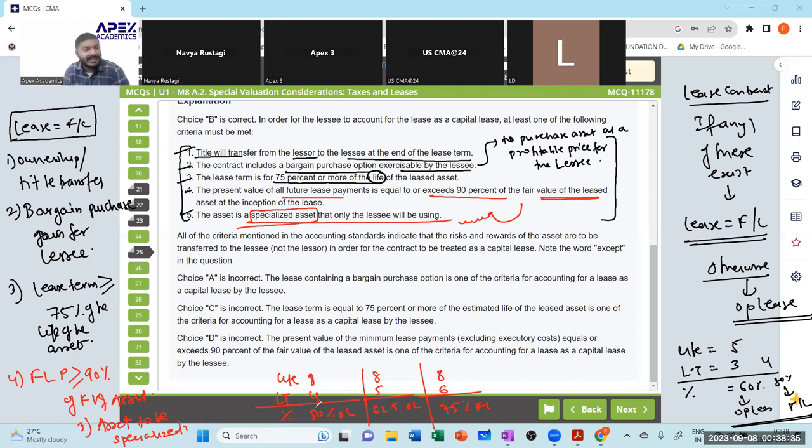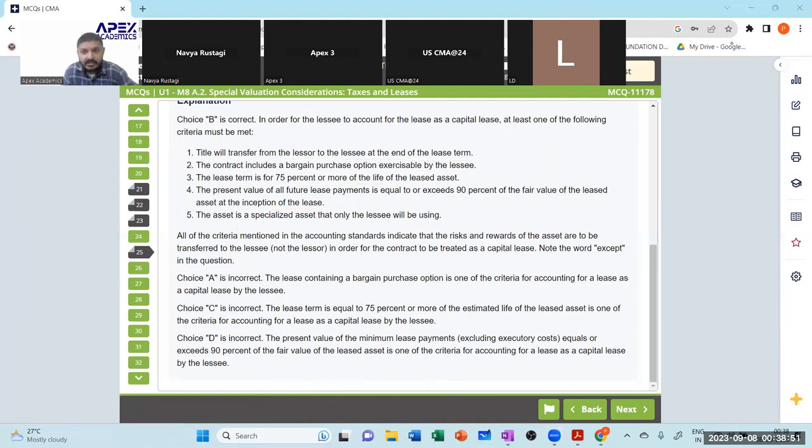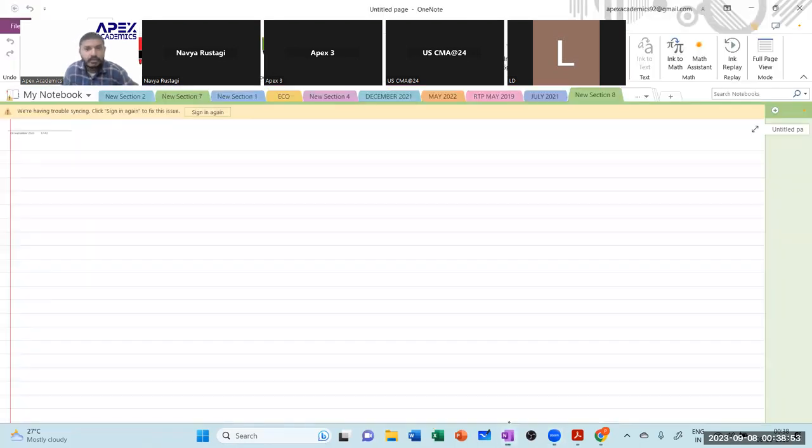Are we understanding this concept? Yes or no? Yes, sir. Aruf asked me a question. You have not told us the distinction between operating and finance lease. I just did, and you by-hearted it also. Understanding? Now we erase this and we come here to make a chart for you.